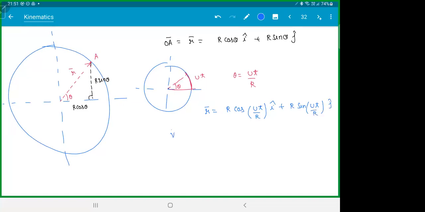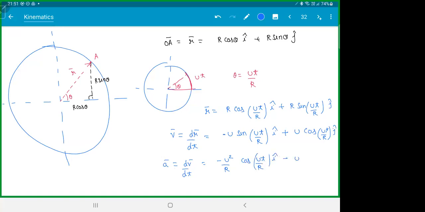You want velocity, the vector differentiated. dr by dt would be minus u sin(ut/r) i cap plus u cos(ut/r) j cap. You want acceleration, differentiate again. This would be minus u square by r cos(ut/r) i cap minus u square by r sin(ut/r) j cap.